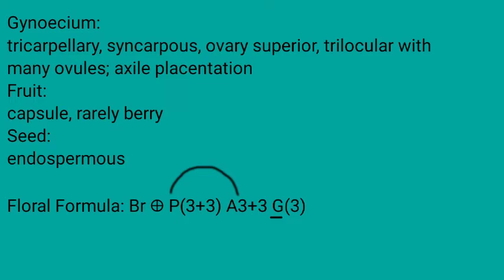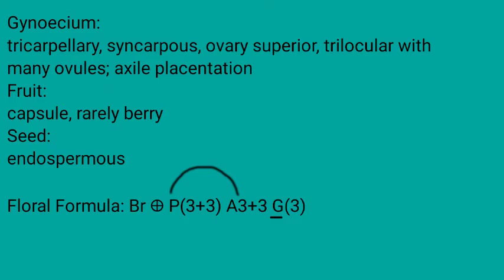Coming to seed, the plant contains many ovules, due to that seeds are many, and it is a monocotyledonous plant, due to that endospermous. Most of the monocotyledonous plants have endospermic or albuminous seeds.